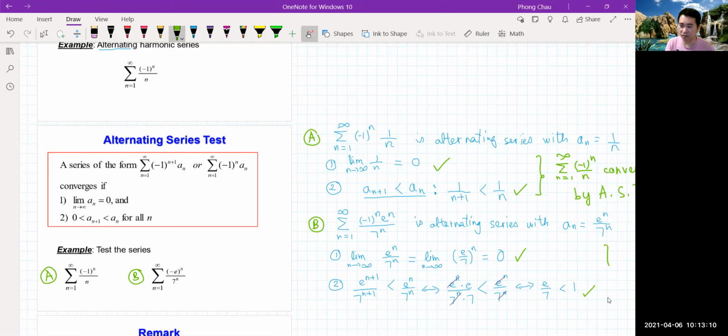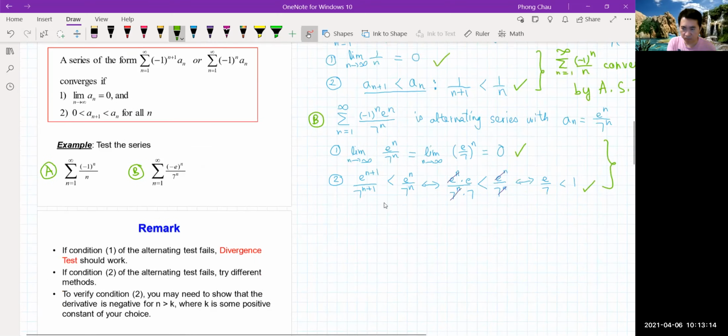And then from these two, we can make a conclusion. We can make the conclusion that the series converges by the alternating series test. All right.